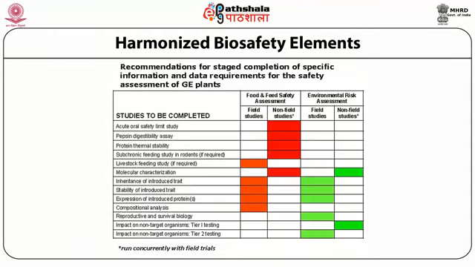Recommendations for staged completion of specific information and data requirements for safety assessment of genetically engineered plants. These are the recommendations made by our government, various bodies of the government. These studies include basically two different aspects: food and feed safety assessment and environmental risk assessment. For both these assessments, various studies need to be completed for acute oral safety, pepsin digestibility, livestock feeding study, molecular characterization, inheritance, and so on.